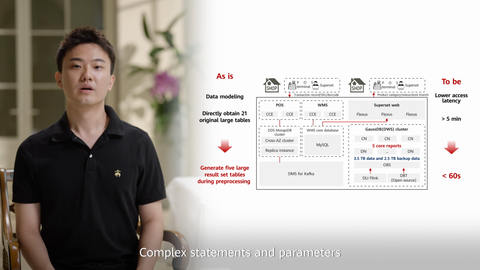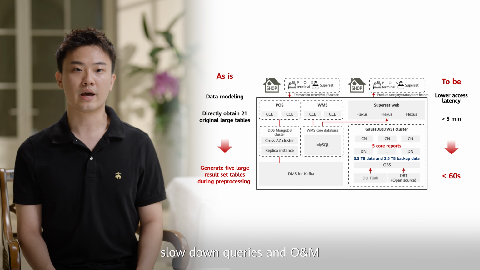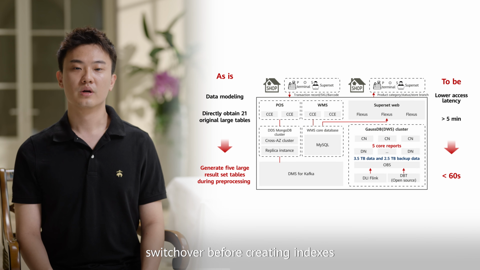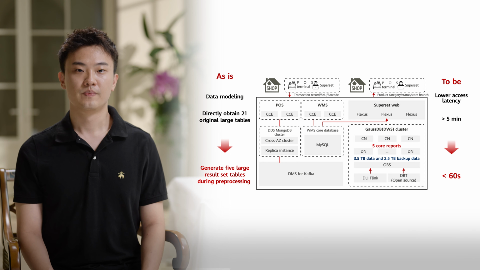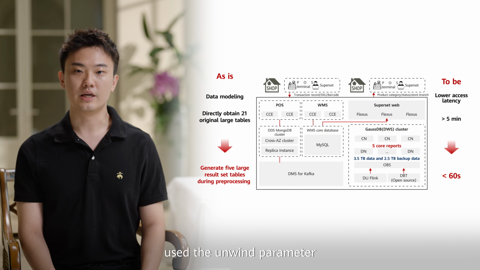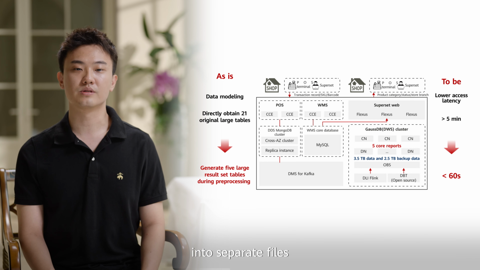Problem number 2, complex statements and parameters slow down queries and O&M. If there are slow SQL statements, or if you perform a primary-secondary switchover before creating indexes, the system often freezes frequently. Let's say the customer's data O&M team used the unwind parameter. This splits a bunch of fields from the source data into separate files.